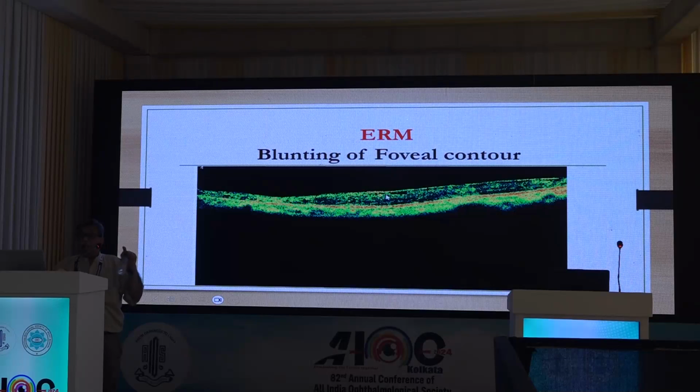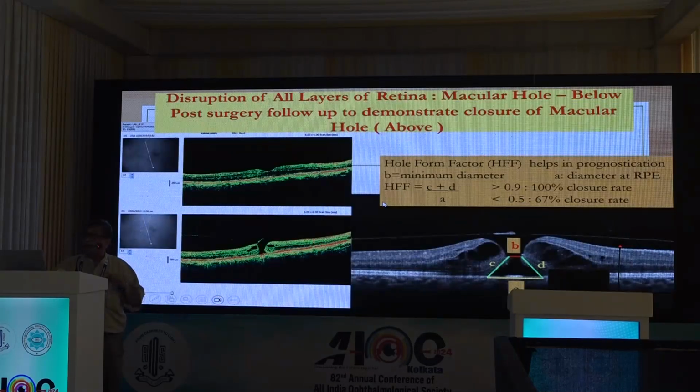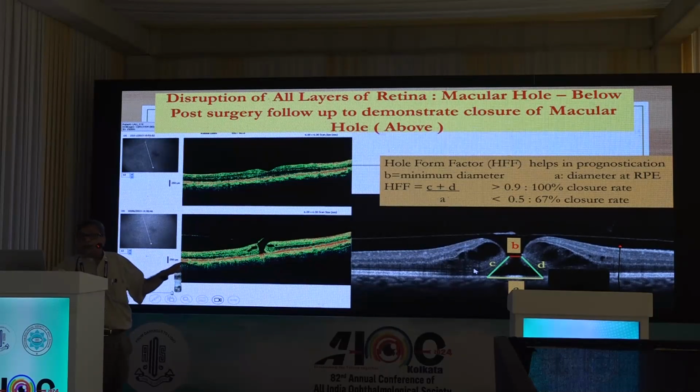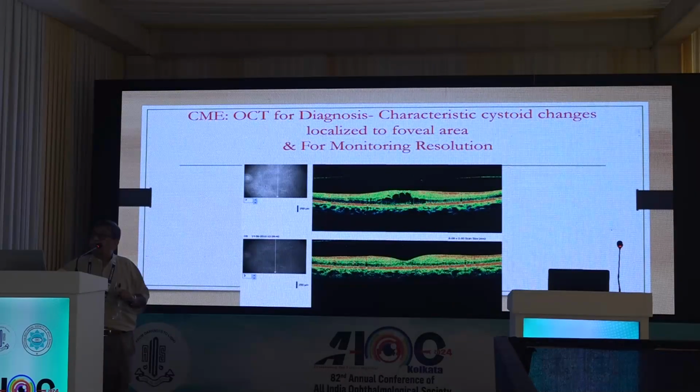Now, as far as what you see in the retina macula per se, you see this membrane here. This is a blunting of the foveal contour and epiretinal membrane. What do you see here? A macular hole treated and became normal. You can also tell whether your macular hole has a good prognosis or not by doing what we call the hole form factor. You see the ratio of these two layers to this layer. If it is 0.9 or more, you know your hole will close with surgery. If it's less than 0.5, the chances of closure go down.